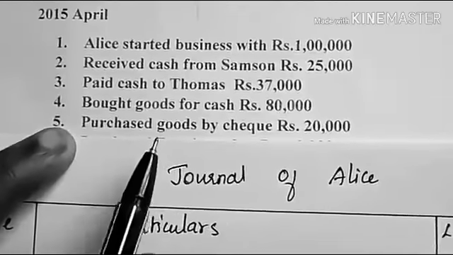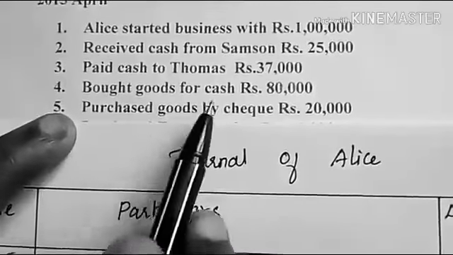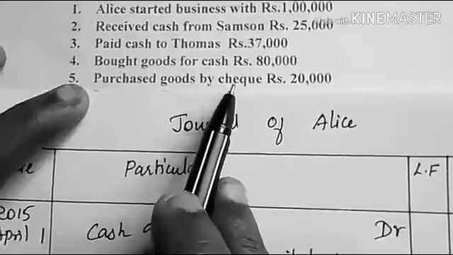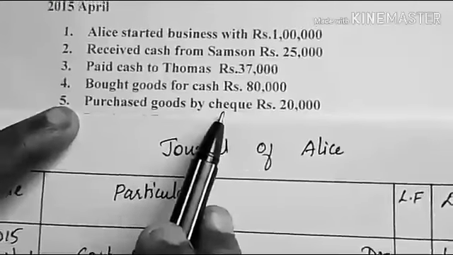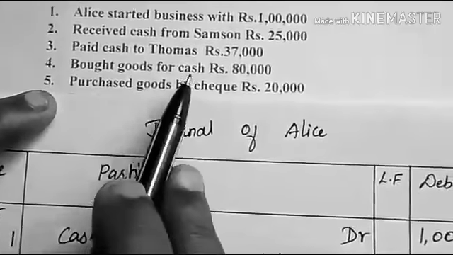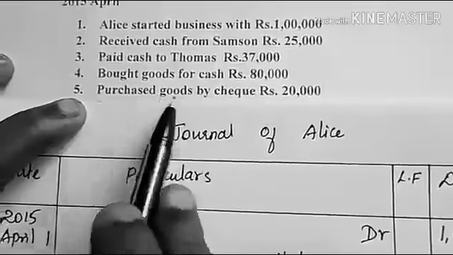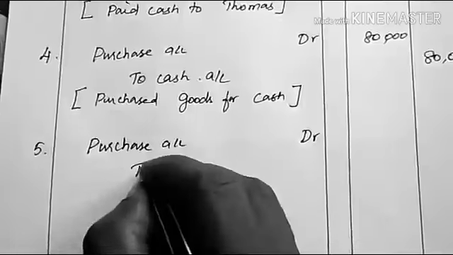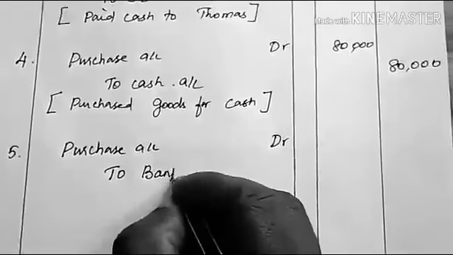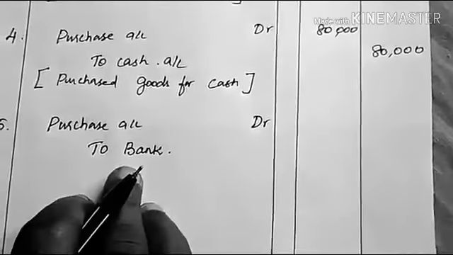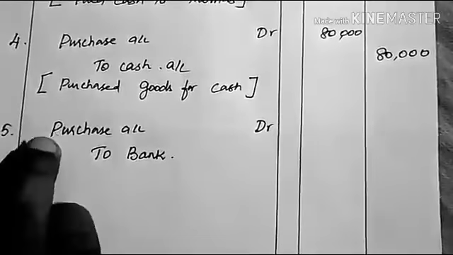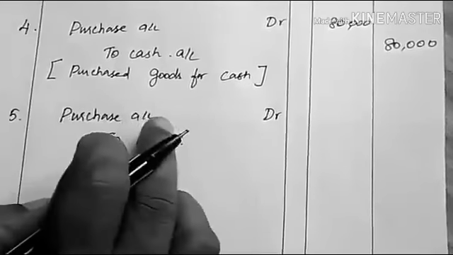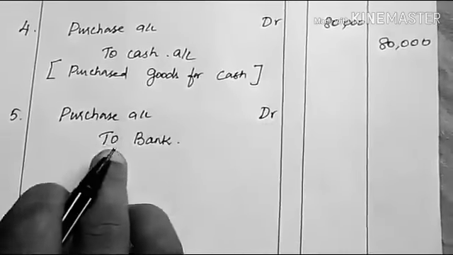Then fifth transaction, purchased goods by check. So this is also a cash transaction, but instead of cash you have issued a check. On behalf of the company, the banker will make payment to your supplier. So instead of cash you have to write bank. Just write the transaction: purchase account debit to bank. Why? Because you have issued a check. When you purchase any item, goods comes in. Purchase is a real account. Debit what comes in. Purchase account debit to bank.